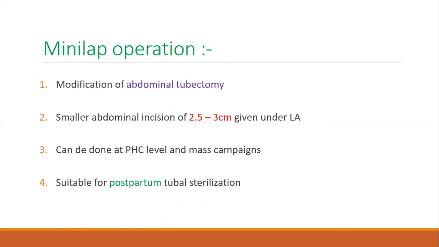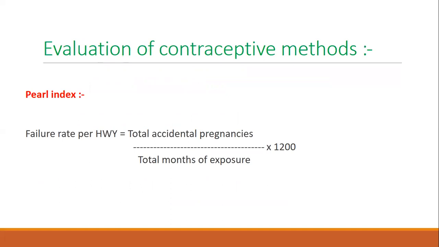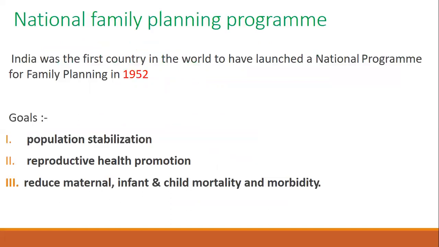Then the mini lap operation. It is a modification of abdominal tubectomy. A smaller abdominal incision of 2.5 to 3 centimeters is given under local anesthesia. It can be done at PHC level and in mass campaigns. It is suitable for postpartum tubal sterilization. Evaluation of contraceptive methods, whether they are effective or not, is done by the Pearl Index. It is the failure rate per 100 woman-years, equal to total accidental pregnancies divided by total months of exposure, multiplied by 1200.